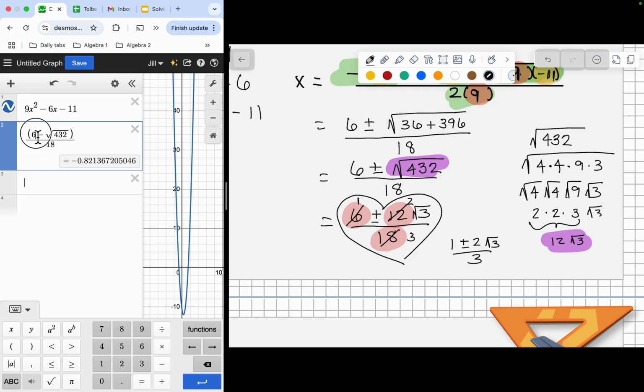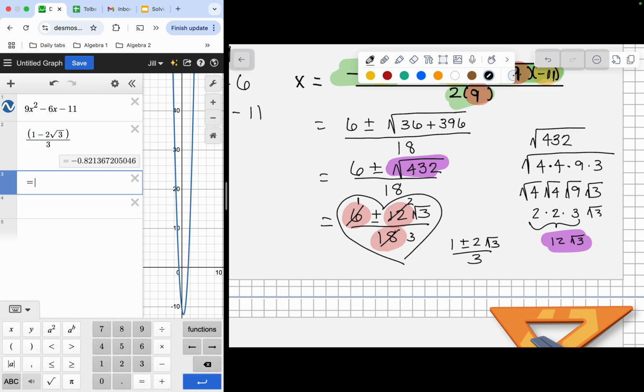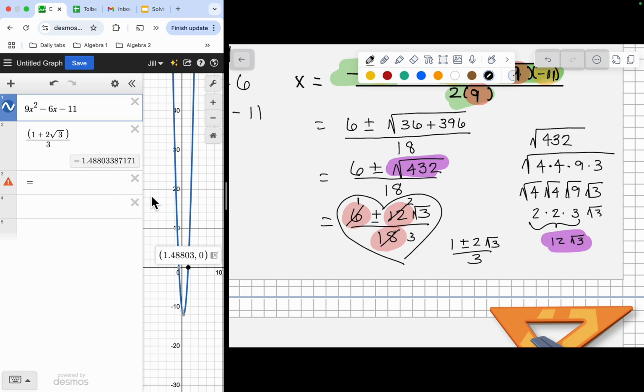I'm going to go 1, and then we're going to change this to 2 root 3, all over 3. And you can see that I got the same solution, negative 0.82, and then I can change that to a plus and double check my other solution as 1.48. So I know I've got it correctly, and I've simplified it correctly. And that would be your simplified solution.